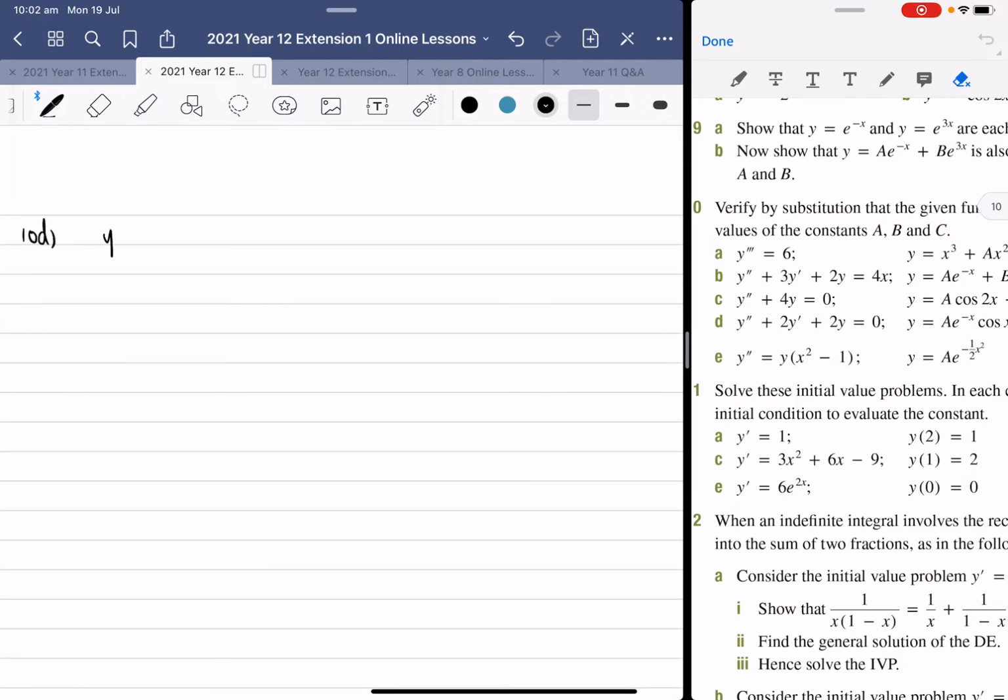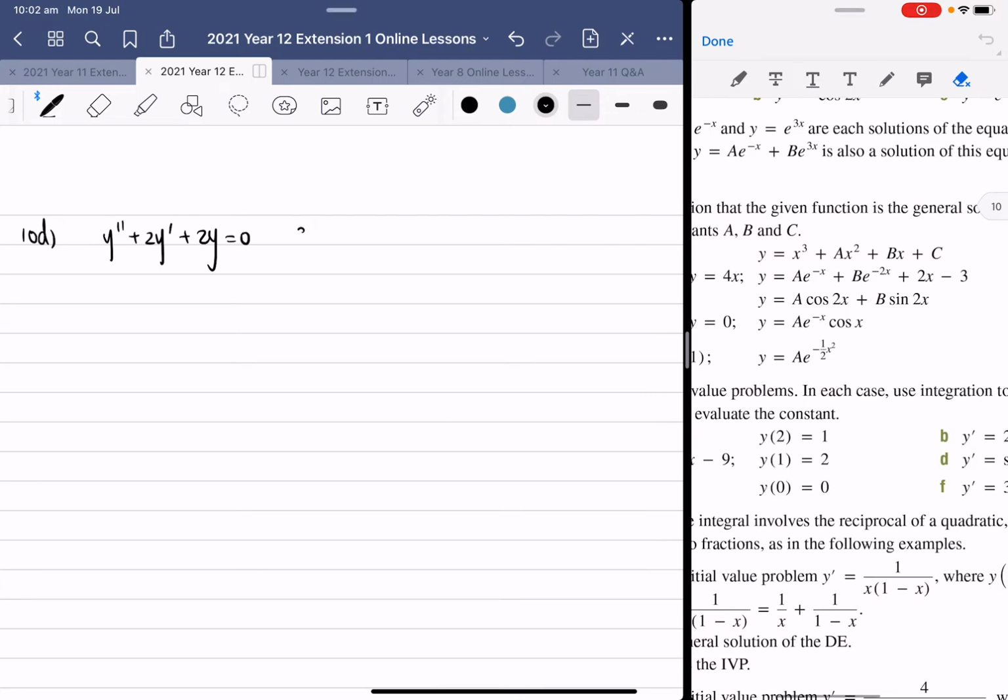Okay, so we've got y double dash plus 2y dash plus 2y equals 0. And we need to show that y equals a e to the power of minus x cosine x is a solution. Now remember, this is a general solution, as you can see, because it's in terms of the a. So to show that, we again do the same thing. Left hand side is equal to y double dash plus 2y dash plus 2y.